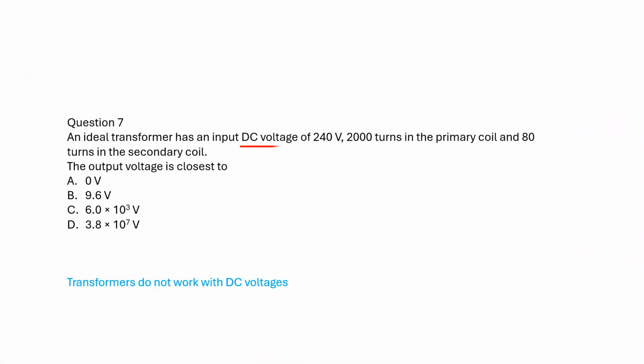The key word is DC. DC cannot change the magnetic field, so it cannot induce the magnetic field in the secondary coil, and the output voltage is zero.